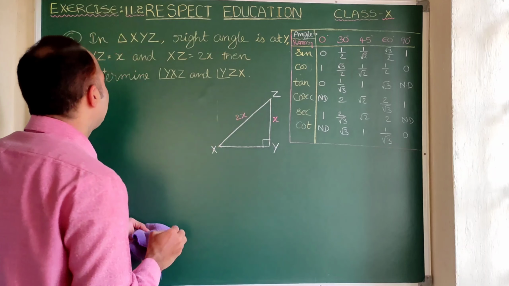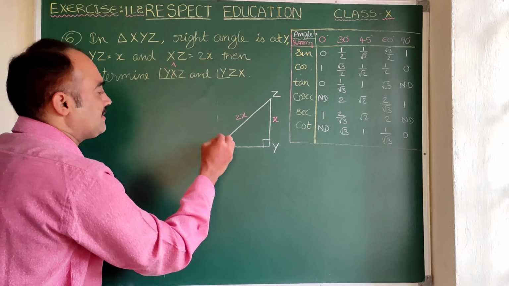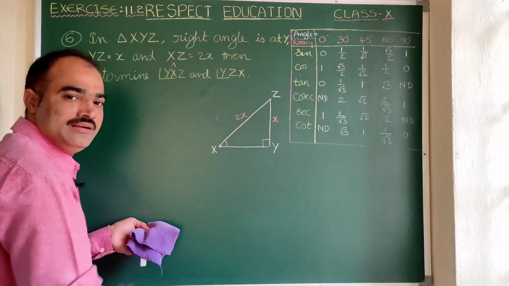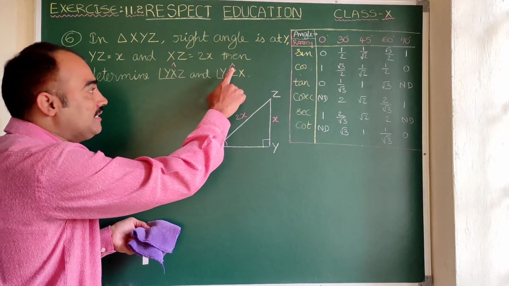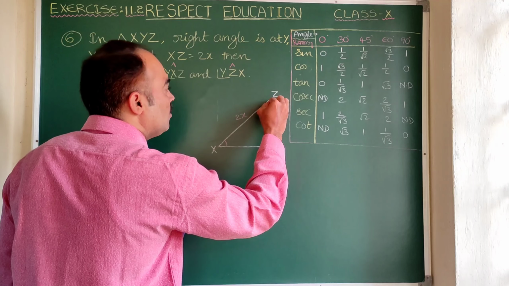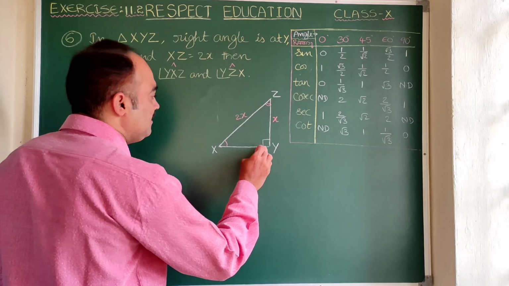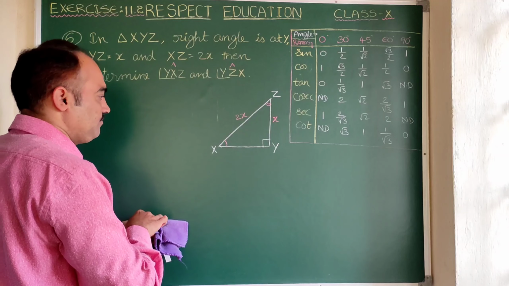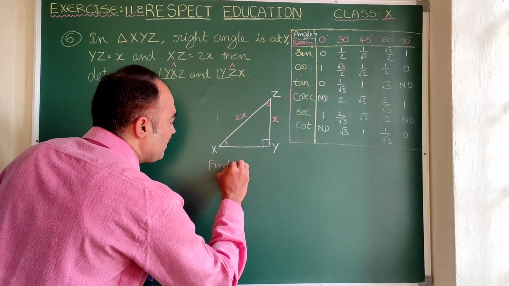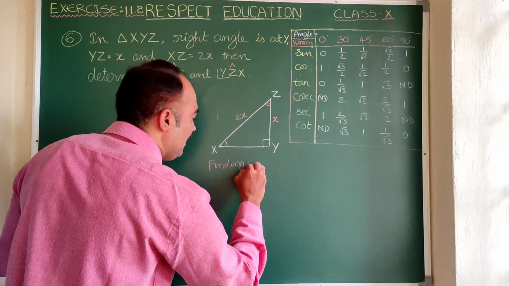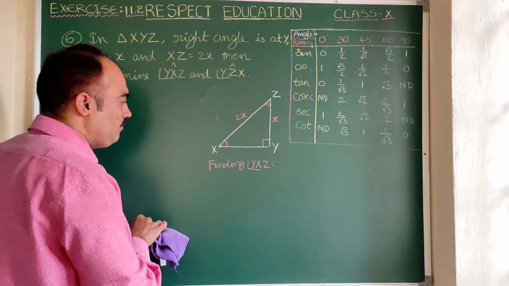Now the question is to determine angle YXZ, the angle at X. So this is the angle we have to find. And angle YZX, the middle one, what is that? Here the middle alphabet is Z. So the angle at Z. So these two angles we have to find. So let us find YXZ first. So here I am writing, finding angle YXZ. So let us solve this problem now.